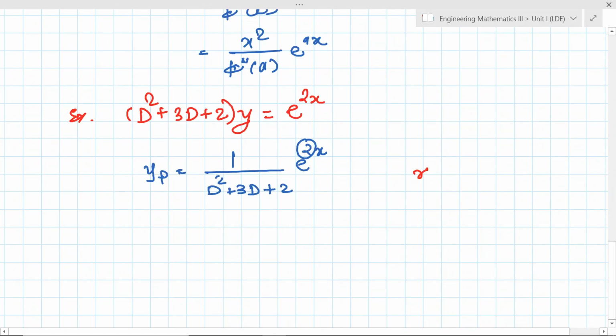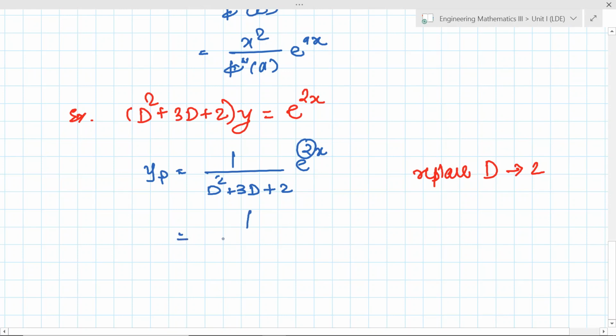Replace D by 2, and parallelly what we need to check? We need to check whether by replacing D by 2, phi of D becomes 0 or not. If it becomes 0, then the case fails, and we need to take the derivative and then replace D by a. If it is not 0, then we don't have to do anything. That is the final answer. So now let us replace this D by a.